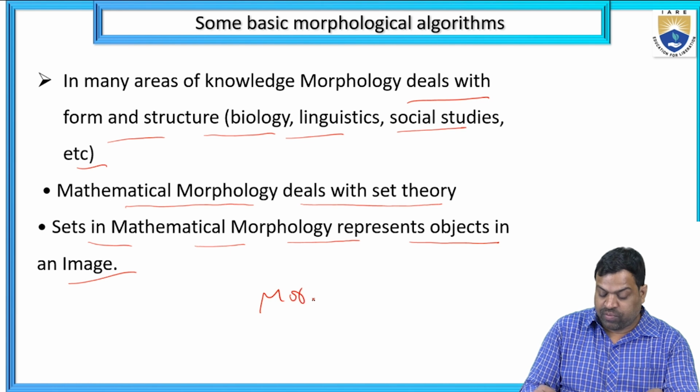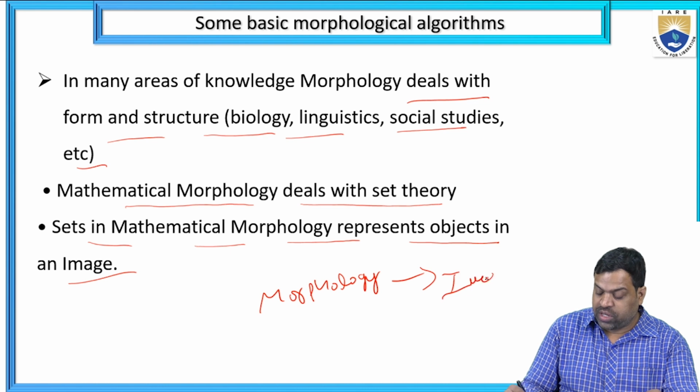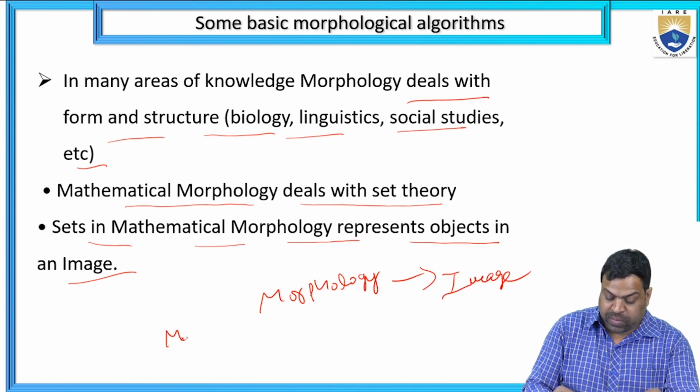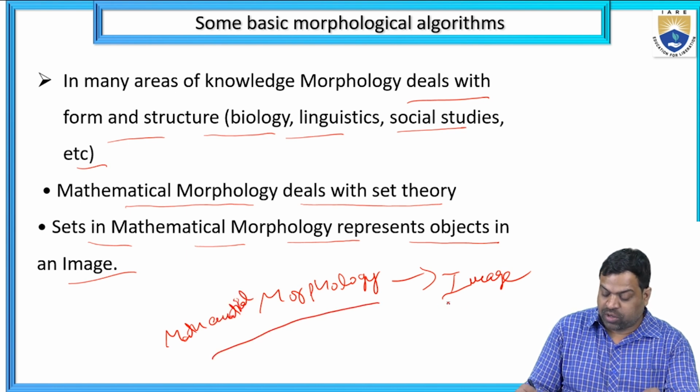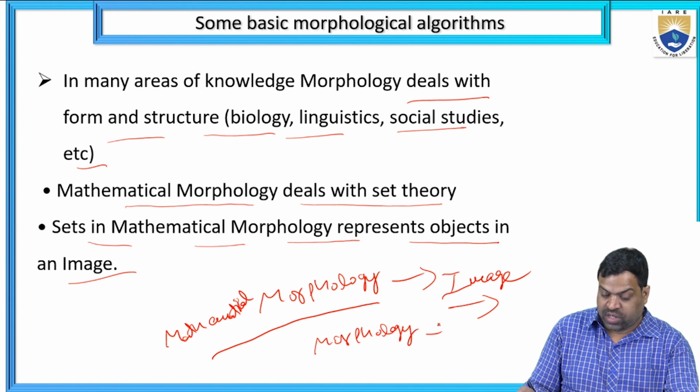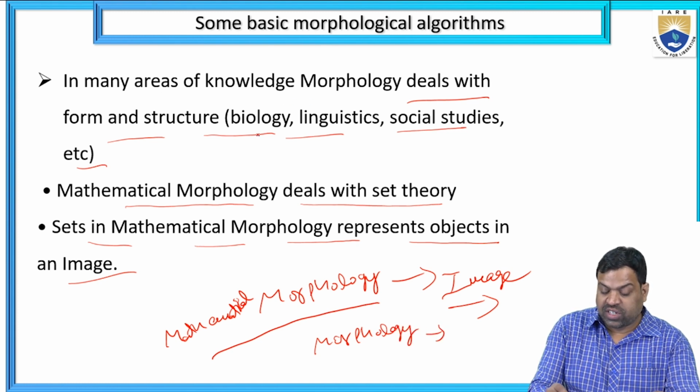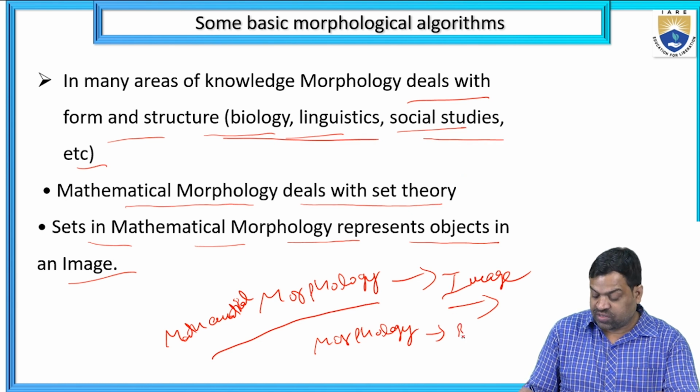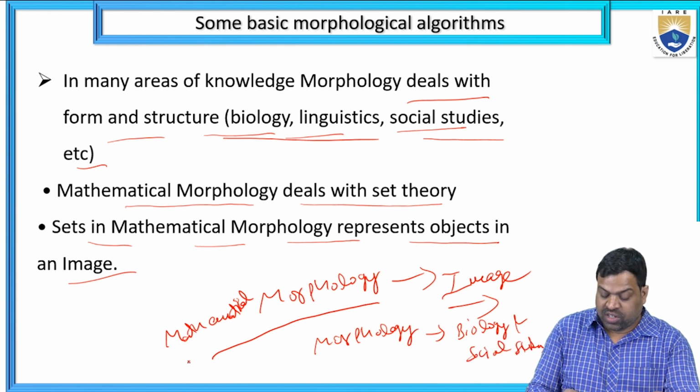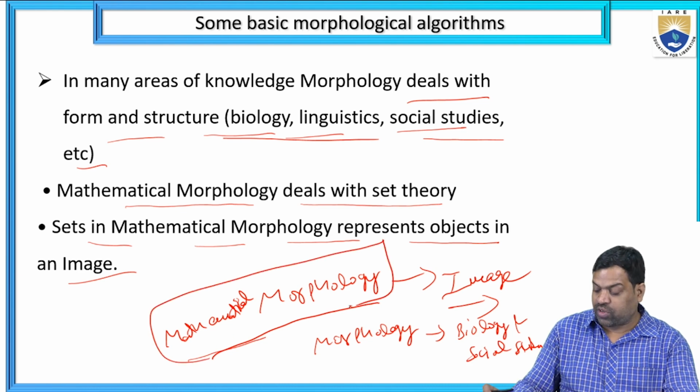So when we are going for the morphology, it is about the image. When it is mathematical morphology, it is about the image representation. But the general morphology deals with biology and social studies. So that is the reason we are completely discussing mathematical morphology.